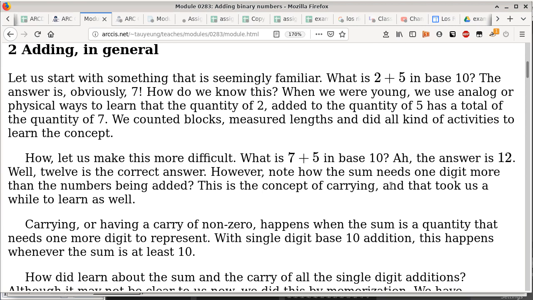Because it is not commutative. Addition is commutative, which means 4 plus 3 and 3 plus 4 are exactly the same thing. So you don't have to memorize the entire matrix. You only have to remember one half of it, because the other half is a mirror image. But subtraction is not commutative, which means you have more to memorize. And there's also the concept of a borrow, which we'll deal with later.